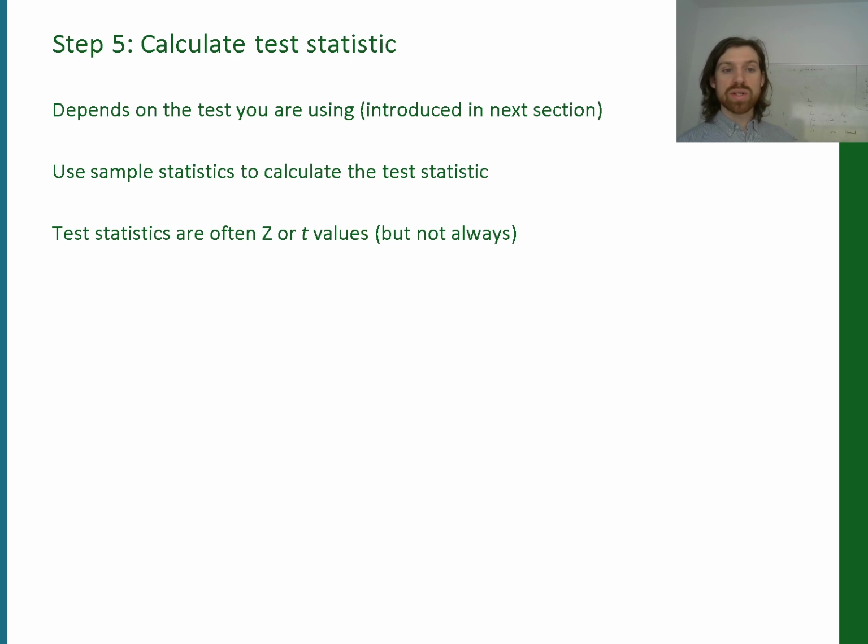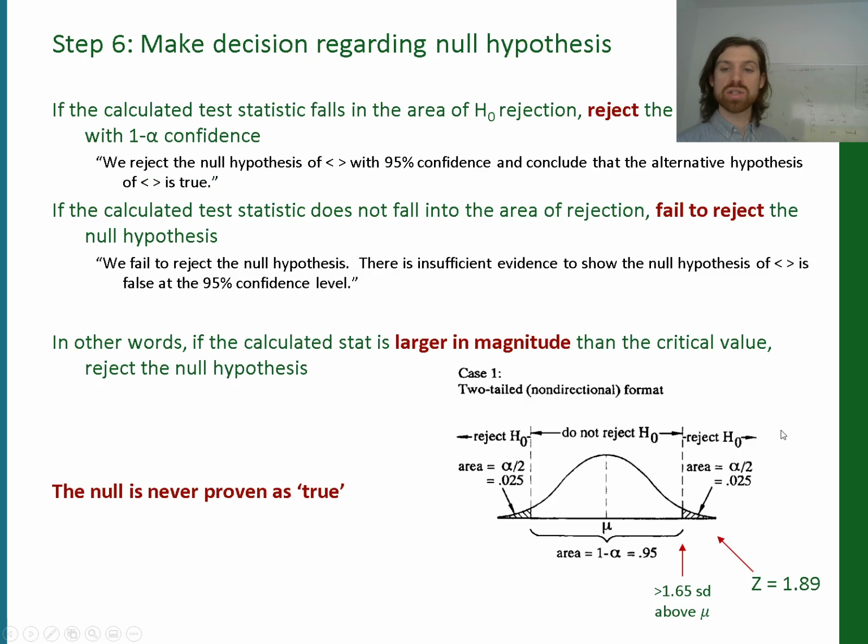Okay, so we're going to use sample statistics today to calculate test statistics, and the test statistics are often based on Z or T values, but not always. But these should be familiar to you because we covered them in the previous lectures. So you can use a T value if you've got a smaller sample than you would ideally want, or you can use a Z value if you have a large enough sample.